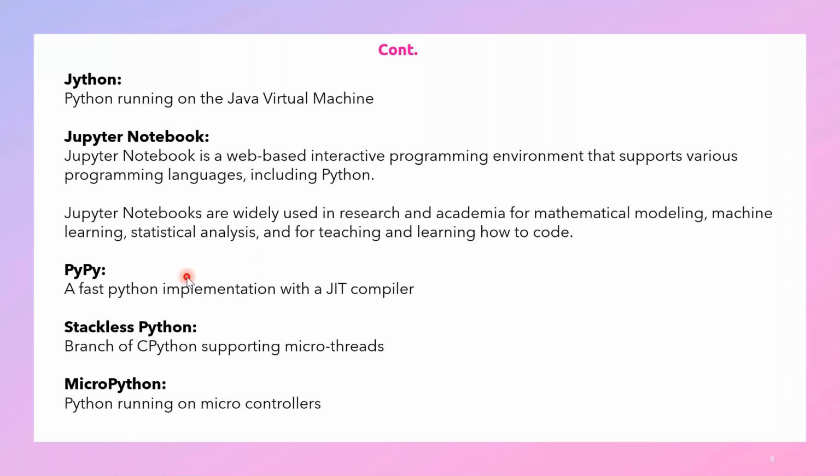Next one, PyPy. PyPy is the first Python implementation with a JIT compiler. So if you want to make use of a JIT compiler, then you can go with PyPy. Stackless Python is another CPython variant that supports microthreads. So if you are going to do any development using microthreads, you can go with Stackless Python. And the next one is MicroPython. For microcontroller related work, you can make use of MicroPython.